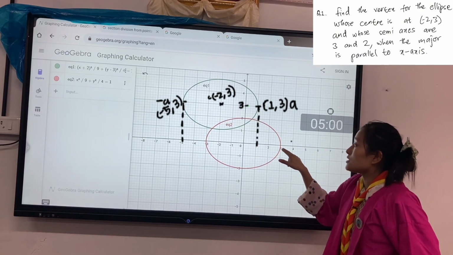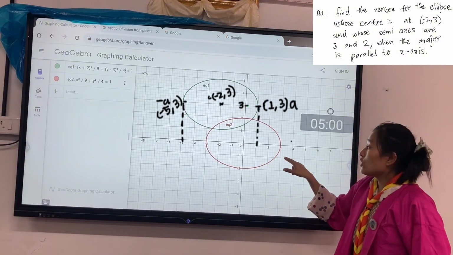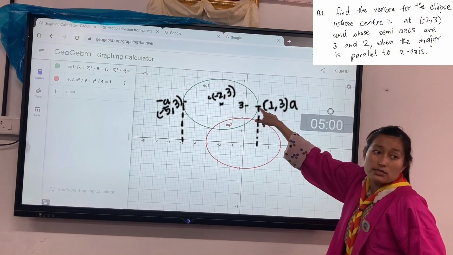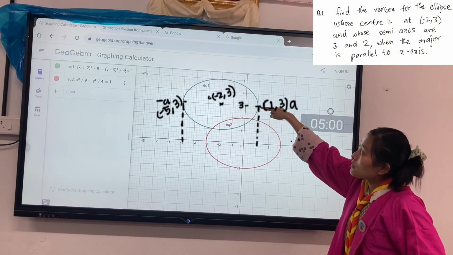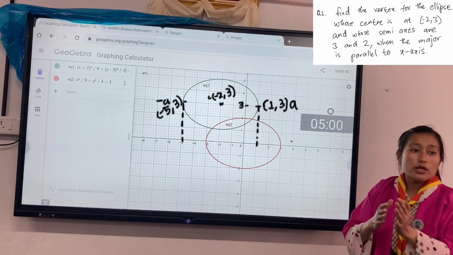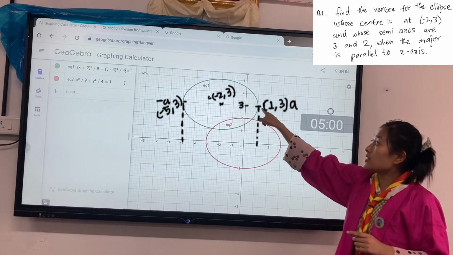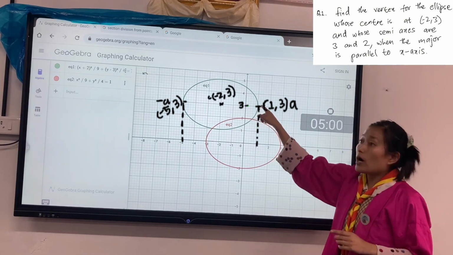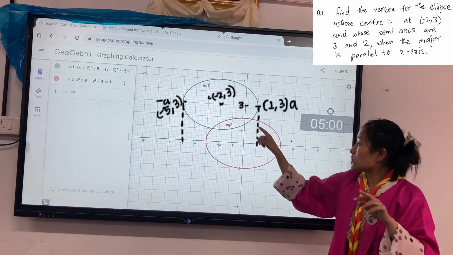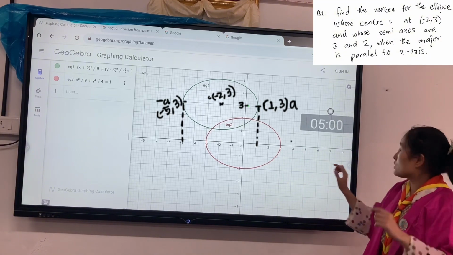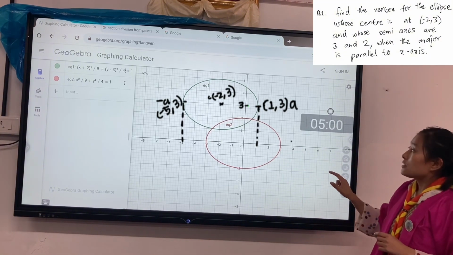Now for this, you can identify that your vertex is 3, 0. But look at this vertex. What is the vertex? 1, 3. 1, 3, right? So compare 1, 3 with 3, 0. Now let's go back to our thing and try to find our focus.